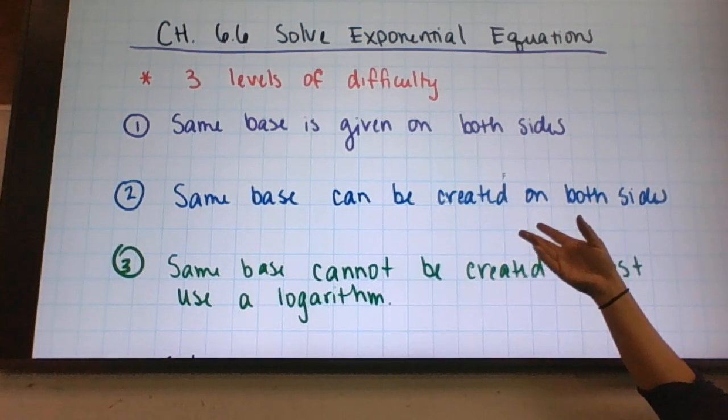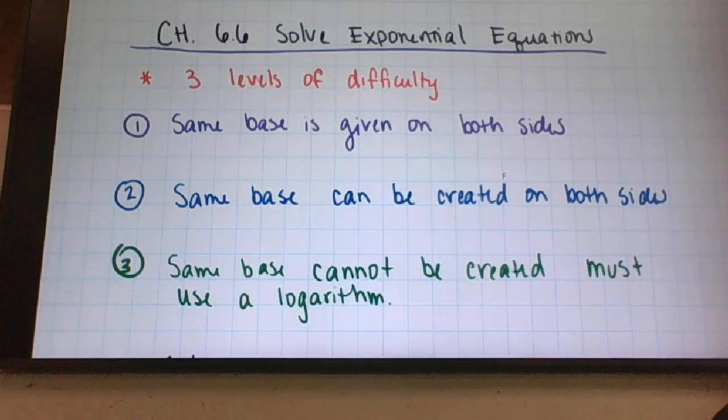The second type, there's not the same base on both sides, but you can create it. Like you can work the numbers and make the same base on both sides. And then the third type, it's impossible to create the same base on both sides, so you have to use a logarithm.